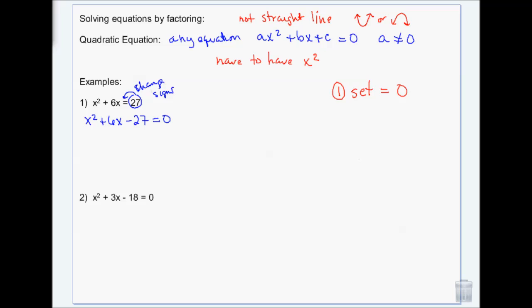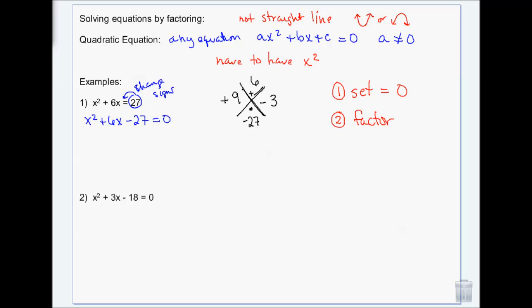Once I've set this equal to 0, my second step is to factor. So I can do the big giant X, or I can do the factoring method. I'll use one on here and one on the other. So I'm going to look for two numbers that add up to 6 and multiply to make negative 27. So I have a negative 27, so I'm going to want a positive and a negative. And I want my larger number to be positive. So 9 and negative 3.